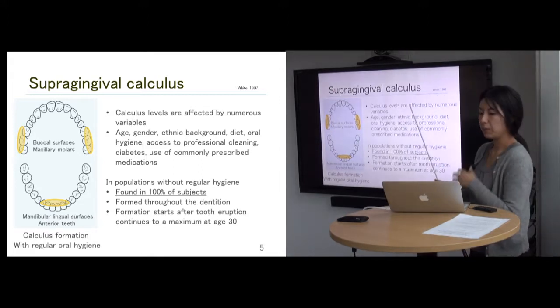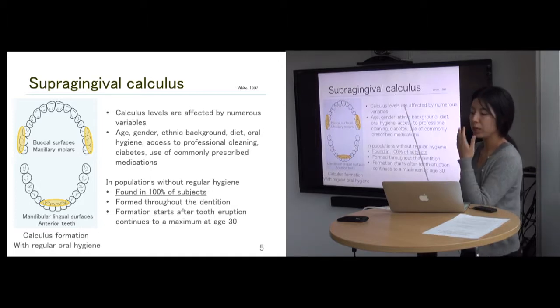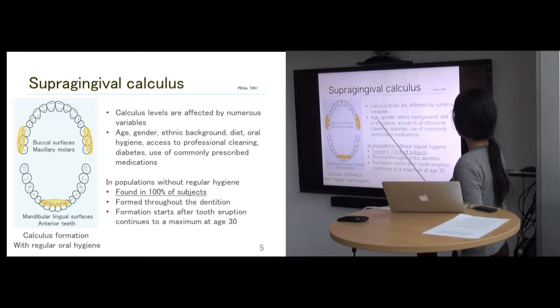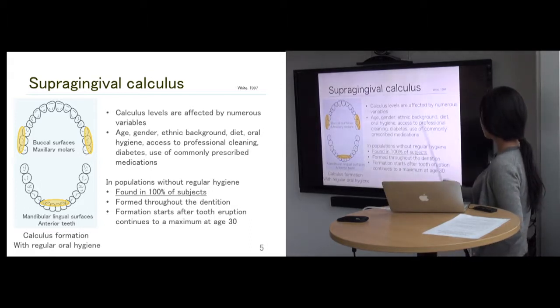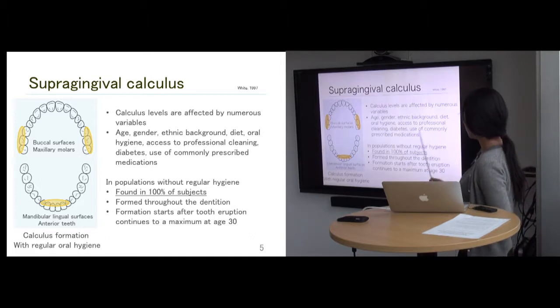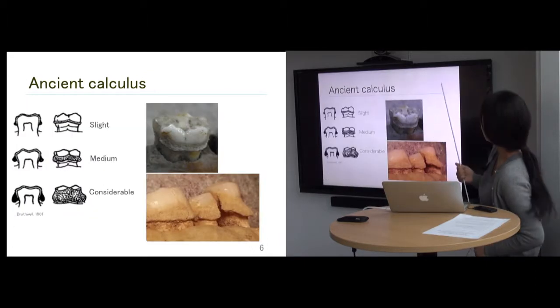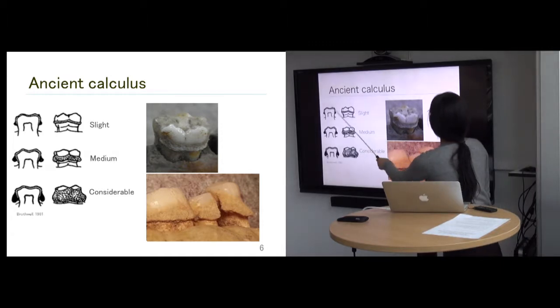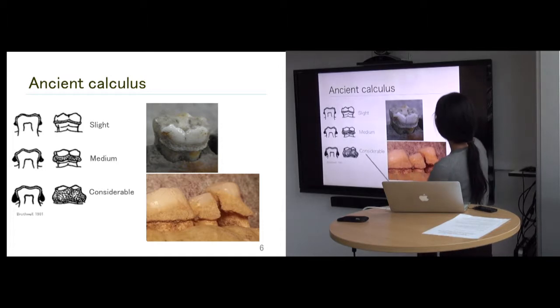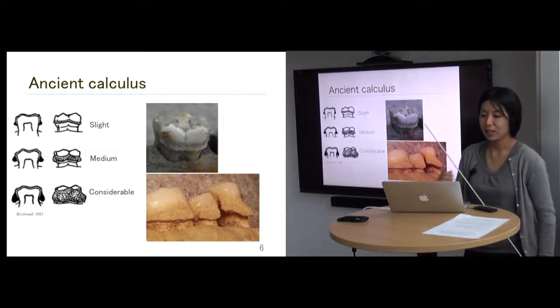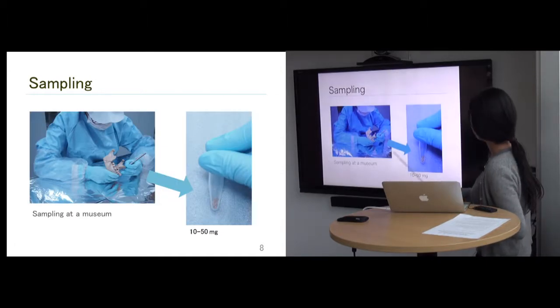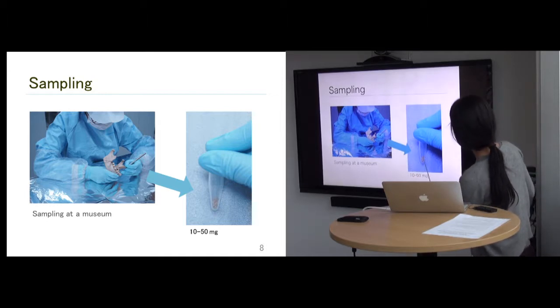But in populations without regular hygiene, like hunter-gatherers or ancient peoples, calculus was found in almost 100% of subjects, this paper said. It formed throughout the dentition. The formation starts after tooth eruption, and it continues to a maximum at age 30. And this is an example of ancient calculus. The slight version was like this, medium is like this, and the considerable is really a lot of amount. So sometimes a person has this much calculus. Sampling is like this at the museum, and I collected 1 to 50 milligrams of calculus for DNA like this.